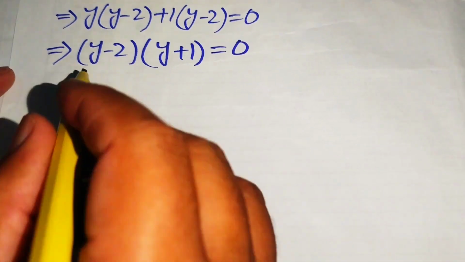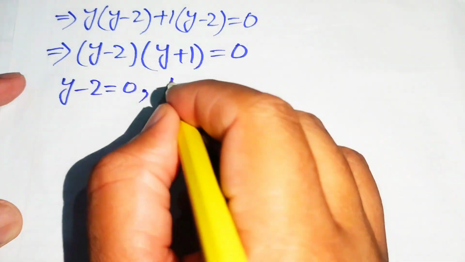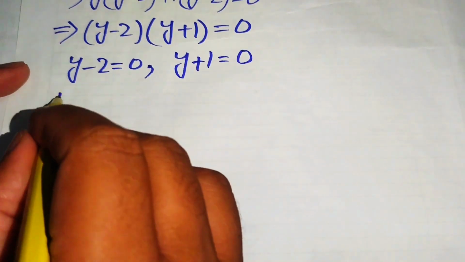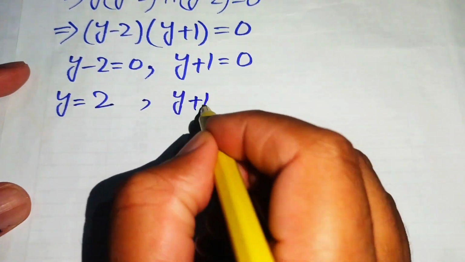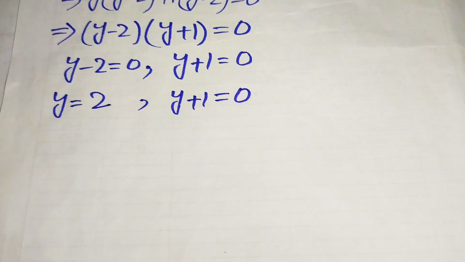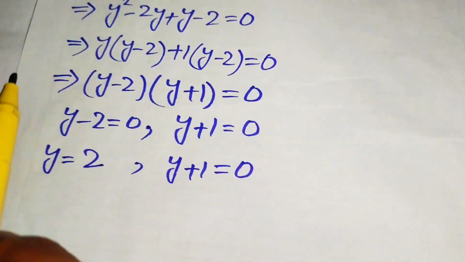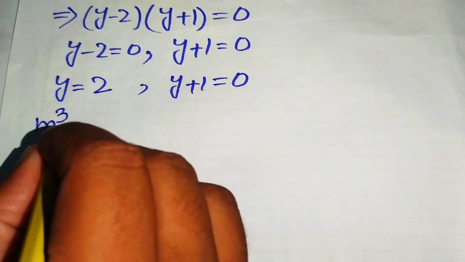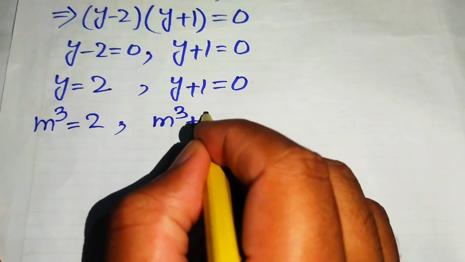So here we have two cases. The first case is y minus 2 equals 0, and the second case is y plus 1 equals 0. So we get y equals 2 in the first case, and y plus 1 equals 0 in the second. Now we back substitute the values of y. Since y equals m cubed, the first case becomes m cubed equals 2, and the second becomes m cubed plus 1 equals 0.